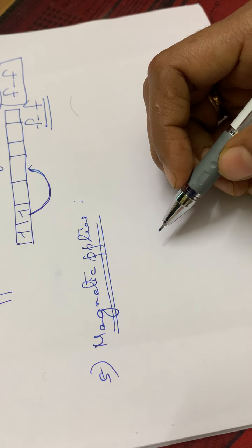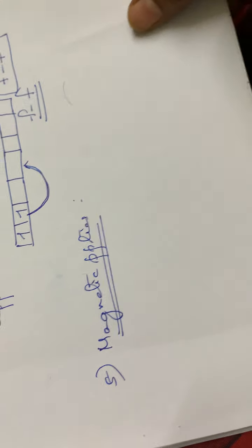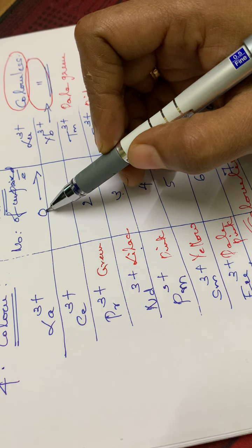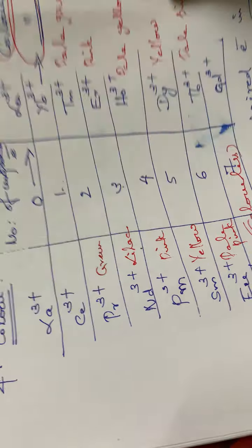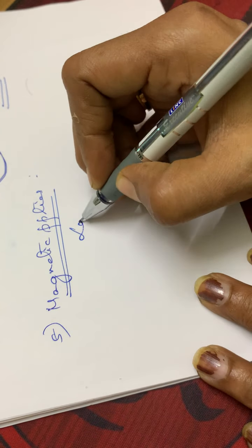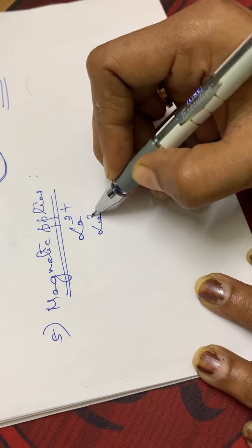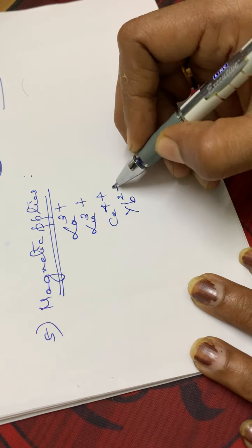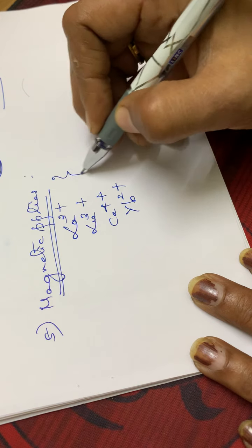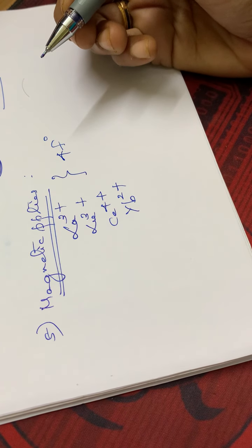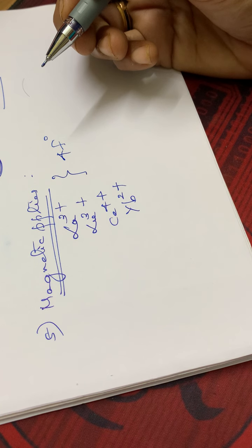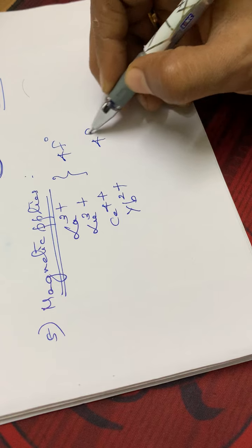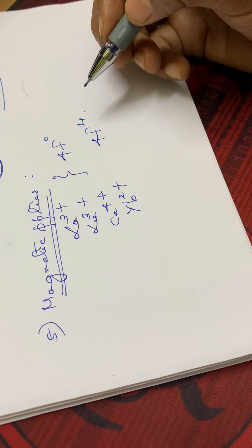See here, some of them do not have unpaired electrons, isn't it? Lanthanum and lutetium have 0 unpaired electrons, and also lanthanum 3+, lutetium 3+, cerium 4+, and ytterbium 2+. Lanthanum 3+ and lutetium 3+ have a 4f0 configuration, and cerium 4+ and ytterbium 2+ have a 4f14 configuration. That means a completely filled configuration.